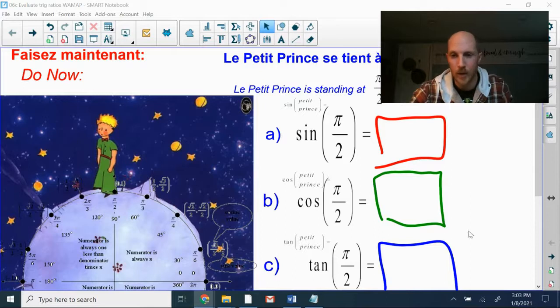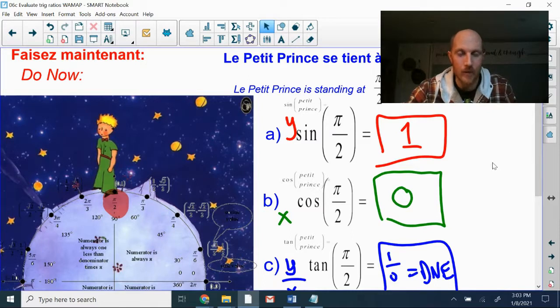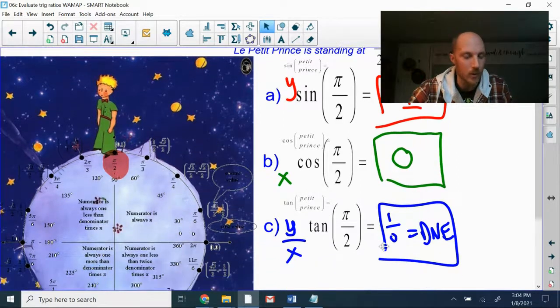Nice work. Let's take a look at what our answers will be. Sine is the y-coordinate, which is going to give us a value of 1. Cosine is the x-coordinate, which is going to be a value of 0. Tangent is the y divided by the x as a ratio or a fraction, and 1 divided by 0 is undefined. So we'd say does not exist or undefined.